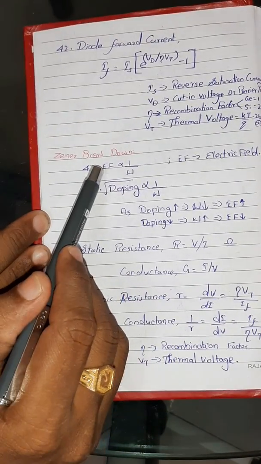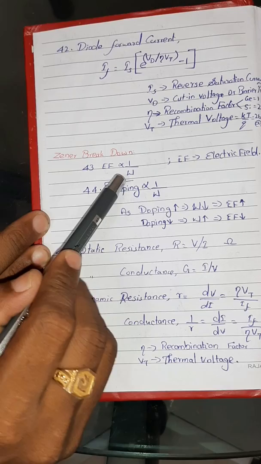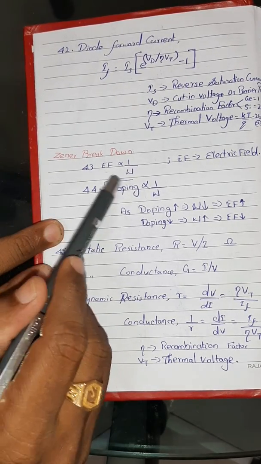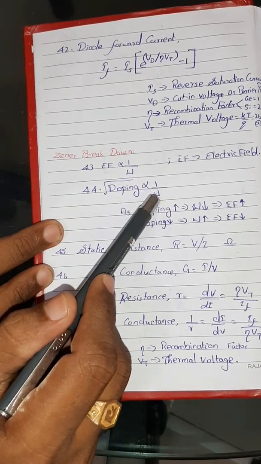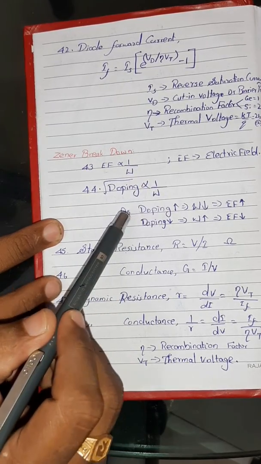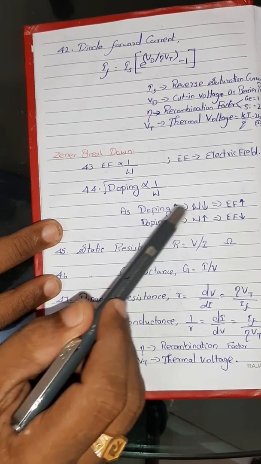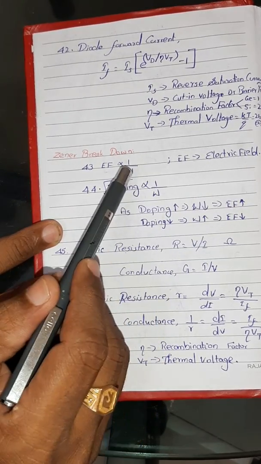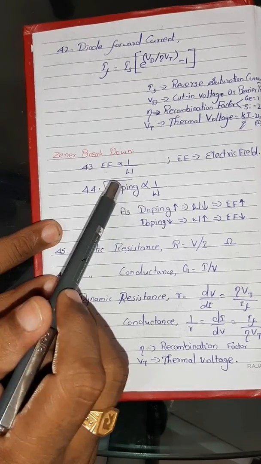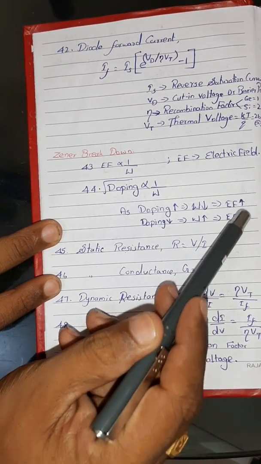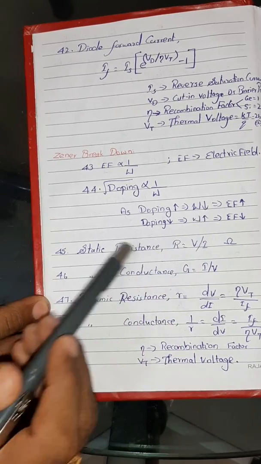Next, Zener breakdown. Electric field E is inversely proportional to W, width of barrier potential. Root of doping is inversely proportional to width. We have seen this already. Then as doping increases, what happens? Since an inverse relationship is there between width and doping, width decreases, and a direct relationship is there between electric field and doping. So electric field increases. As doping decreases, electric field also decreases, but width increases.